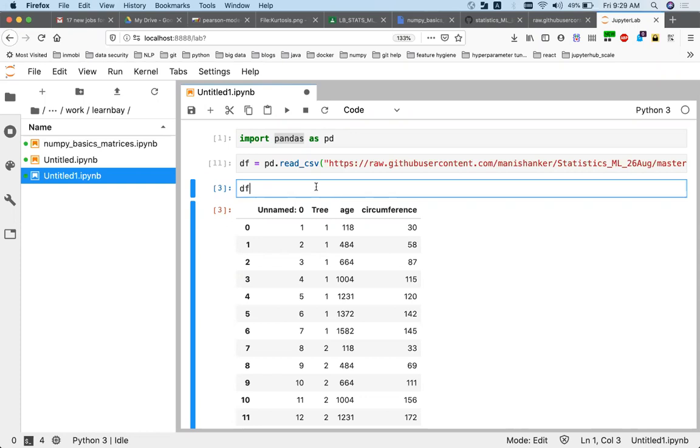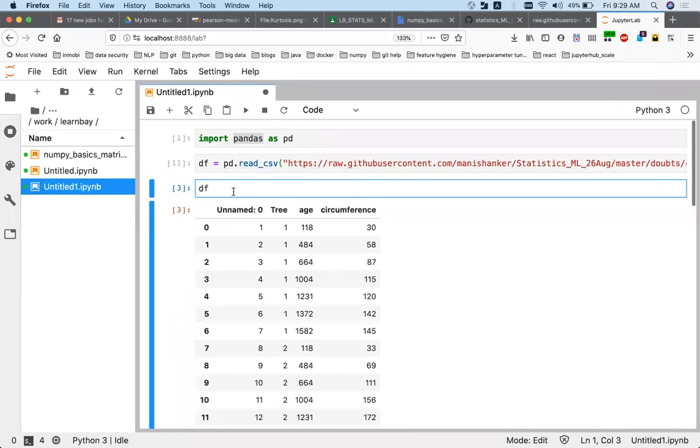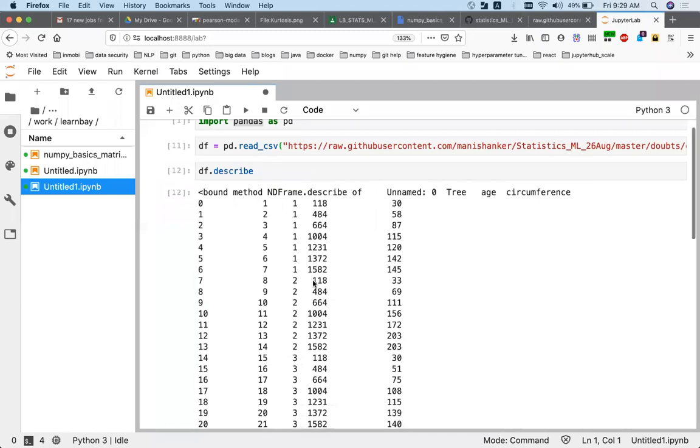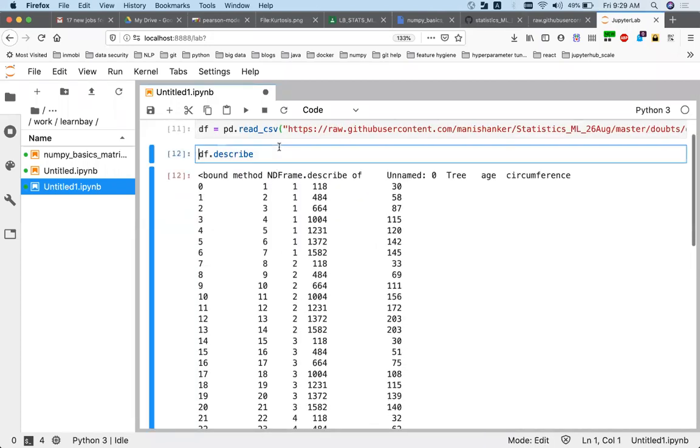Now let's see if I can do all the descriptive statistics. So what is the command for running descriptive statistics in one shot? What is the command? Describe. So how do I find that? Describe. df.describe. Like this? No, open and close the function. Yeah.